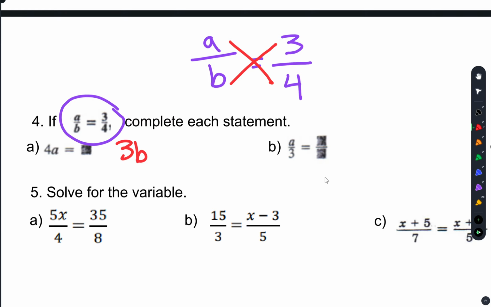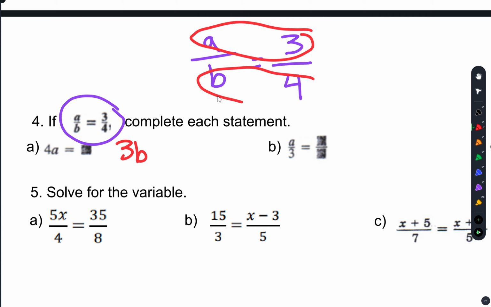In letter B, it says A over 3. Well, here's A, and here's 3. The other side of that fraction should then be B over 4.